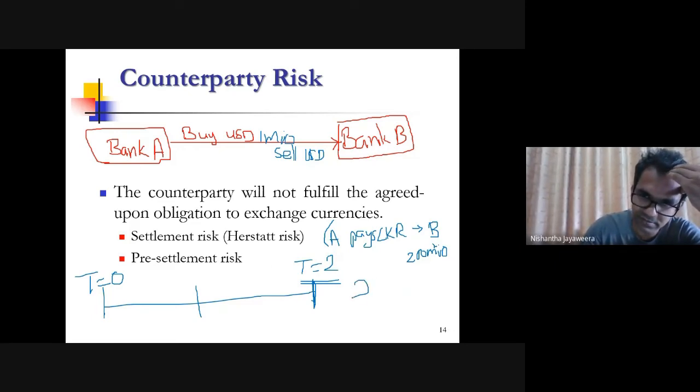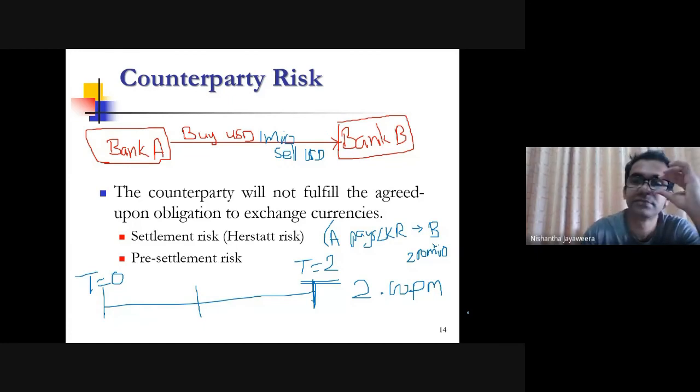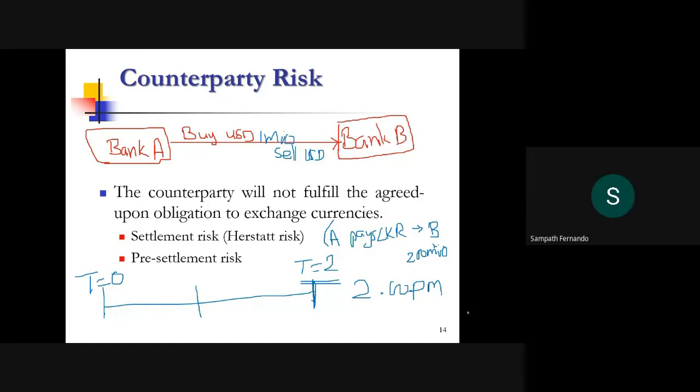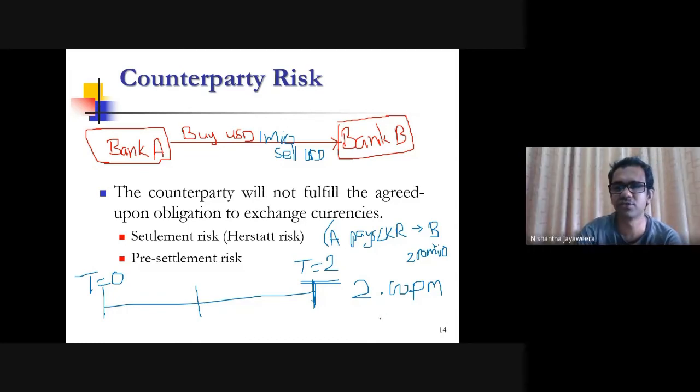Assume 2 p.m. Sri Lankan time. How do you make this payment? Through RTGS, the Real-time gross settlement system in Sri Lanka.